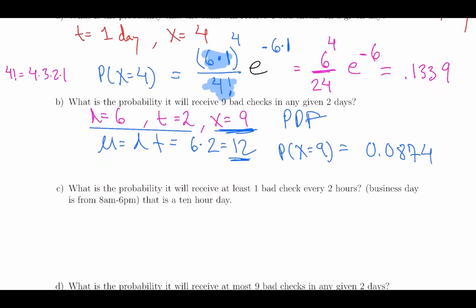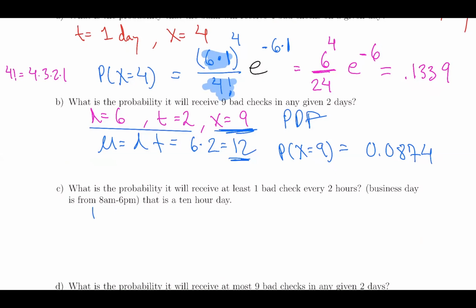All right, so for C, it says, what is the probability it will receive at least one bad check every 2 hours? For this one, you have to be careful because the time is going to change, but also our x value, instead of being one singular x value, could be multiple values.